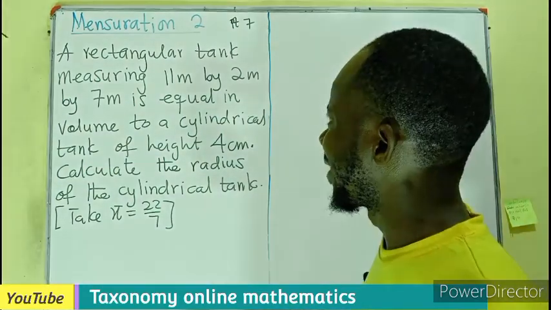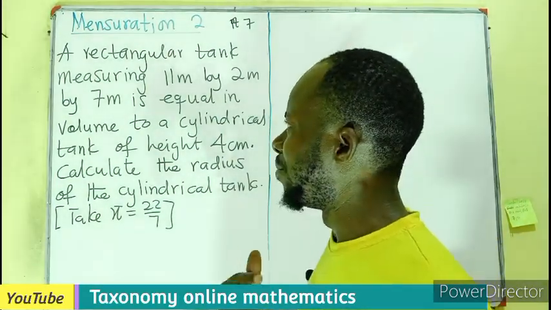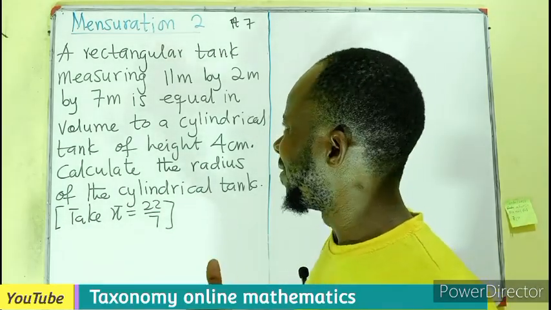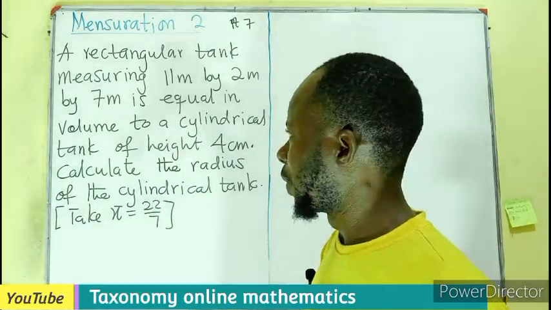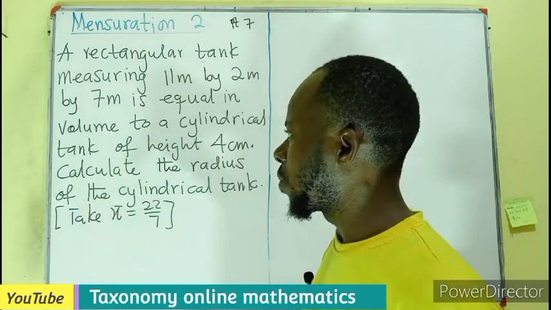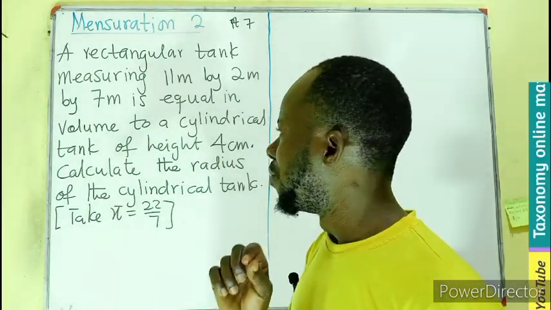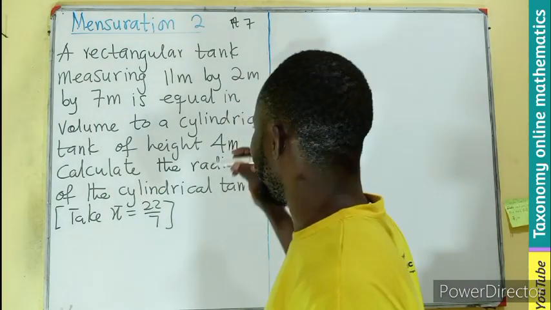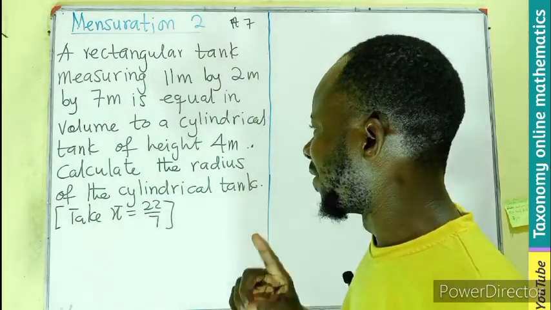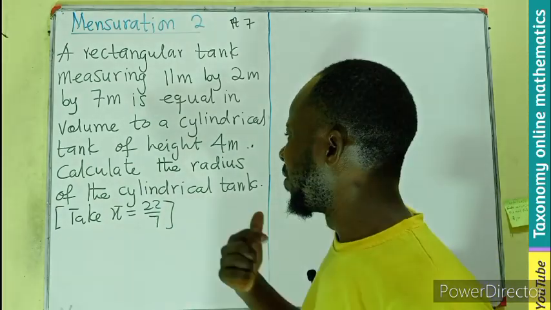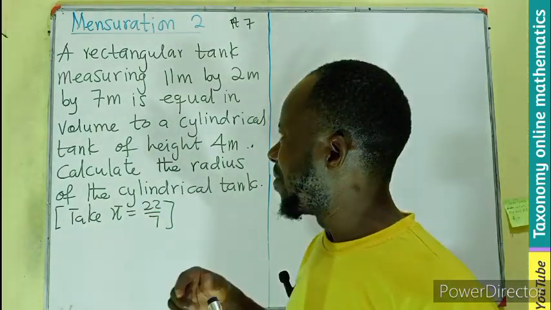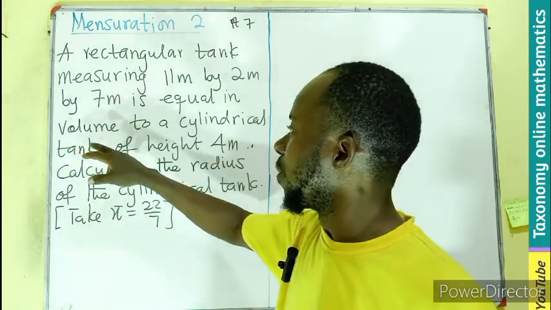So a rectangular tank measuring 11 meters by 2 meters by 7 meters is equal in volume to a cylindrical tank of height 4 meters. So we have to calculate the radius of the cylindrical tank. In this case, we are having the dimension or the parameter of volume.